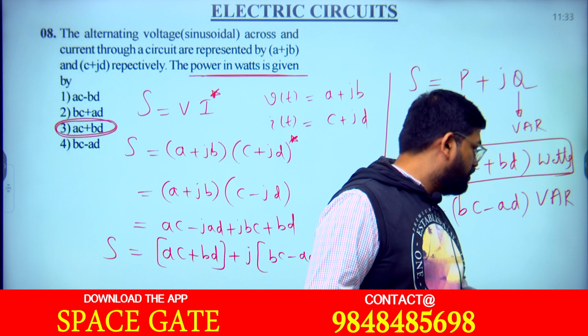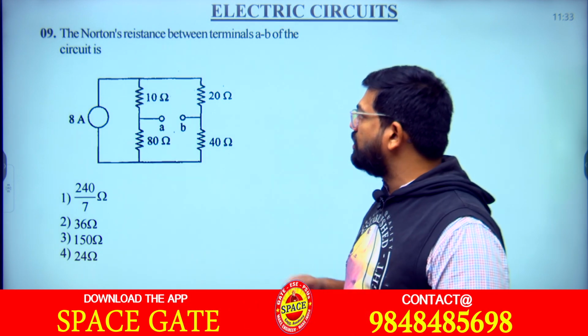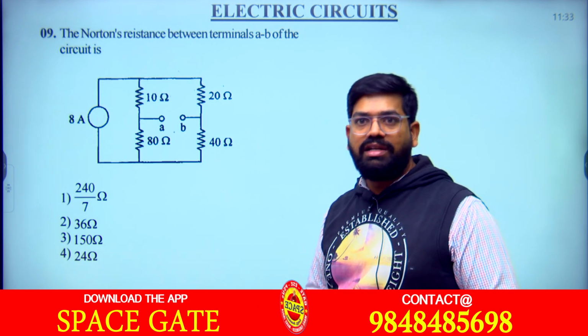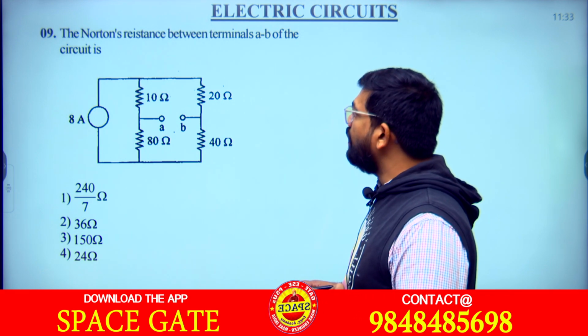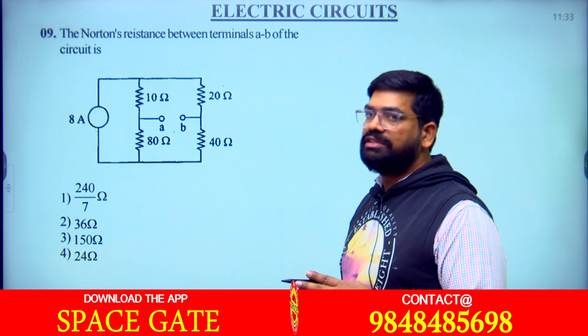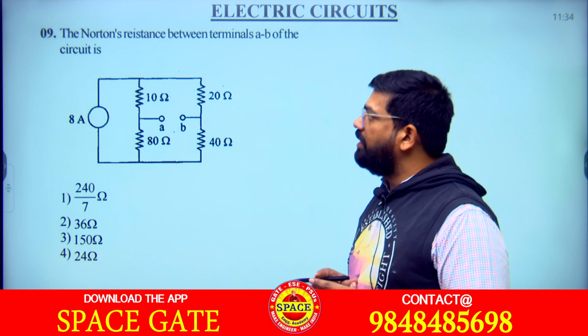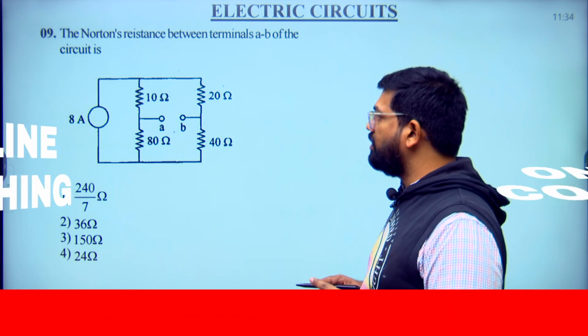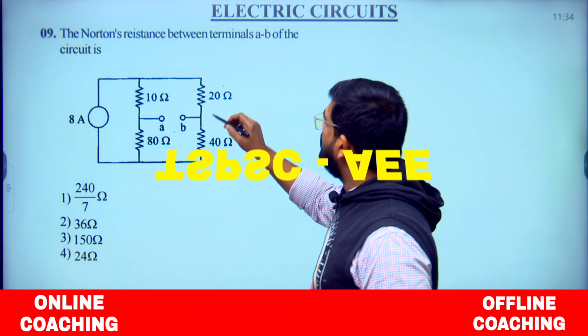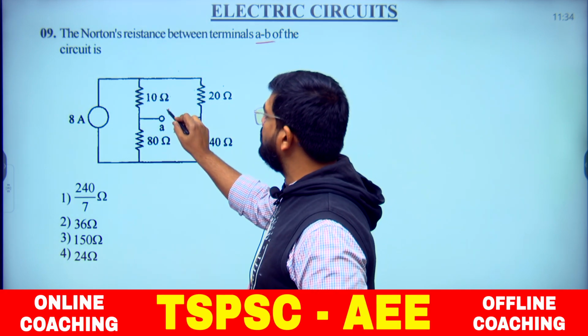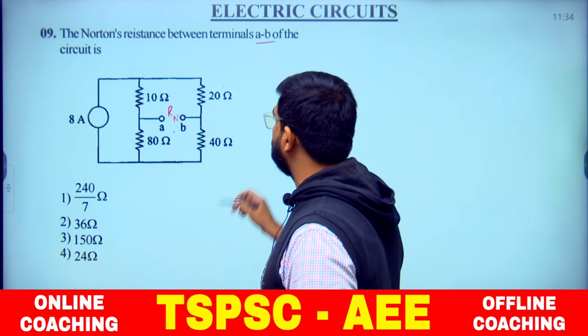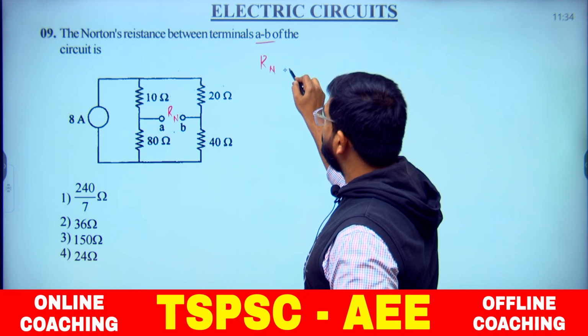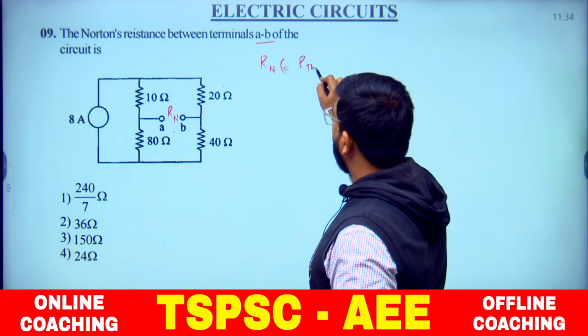Okay, to have some more different kind of concepts. What is the question here? Here also the question is related to Norton's resistance between the terminals A and B of the given circuit. Look here, A and B terminals means it is asking Thevenin's resistance or Norton's resistance. The procedure is the same for Thevenin's or Norton's resistance.